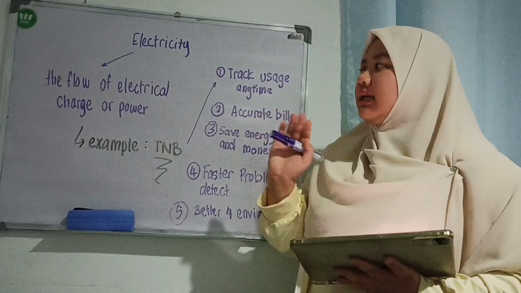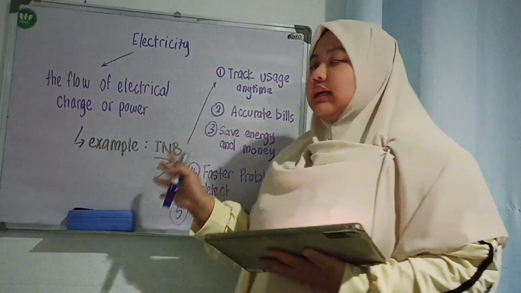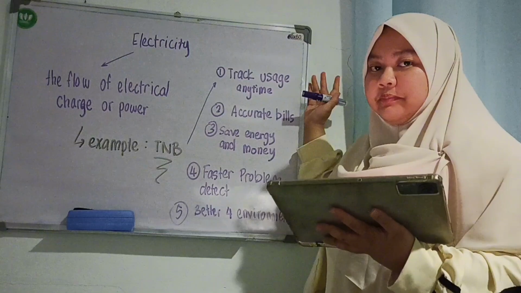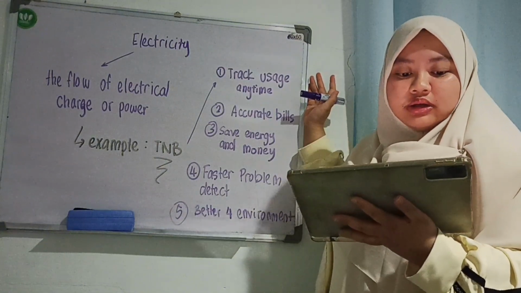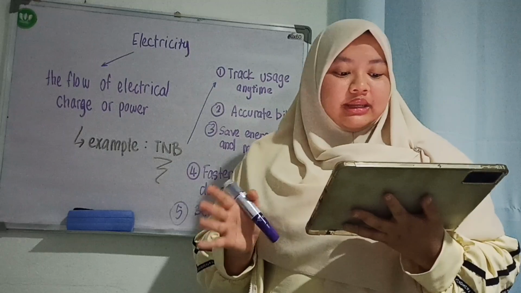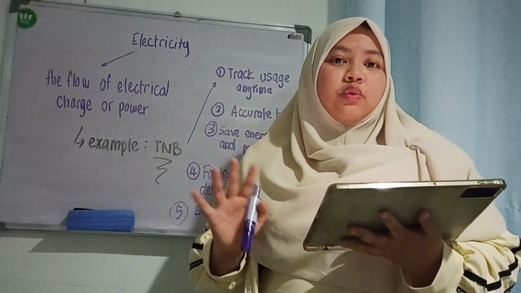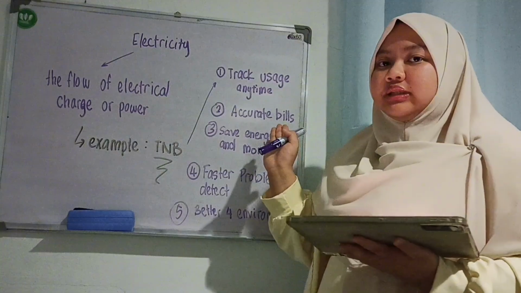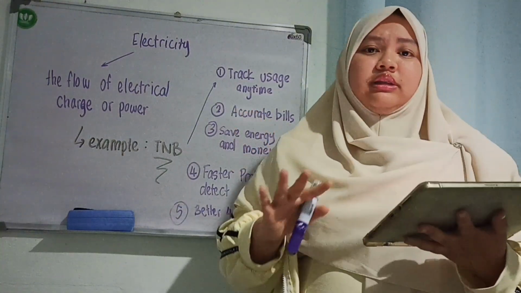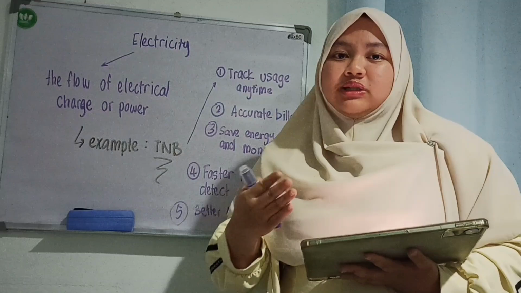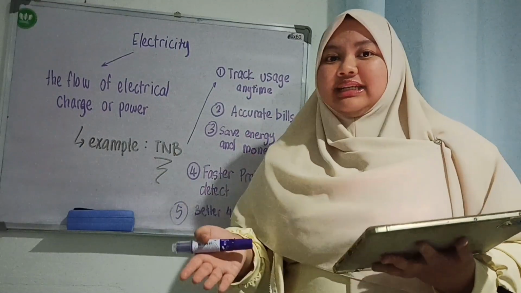So, what are the key benefits of using TNB? First, we can track usage anytime and anywhere. Users can check how much electricity they are using through apps or websites. Second, accurate bills. No more estimation for bills. You will get exactly how much you use your electricity.